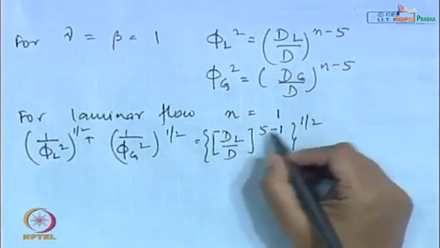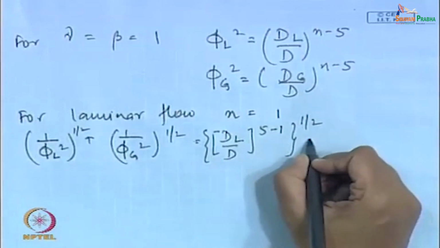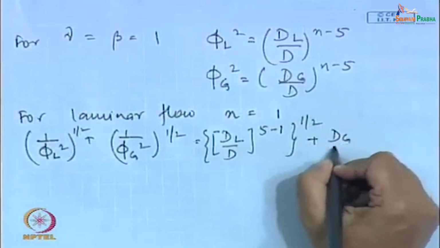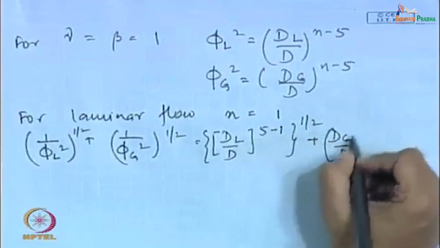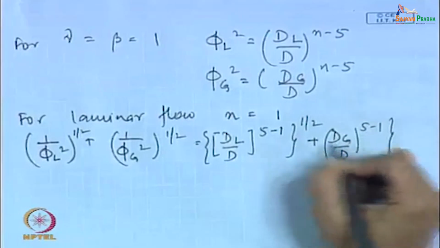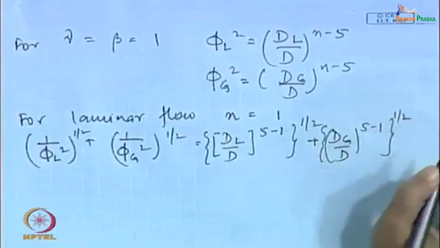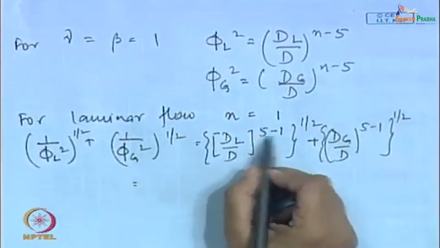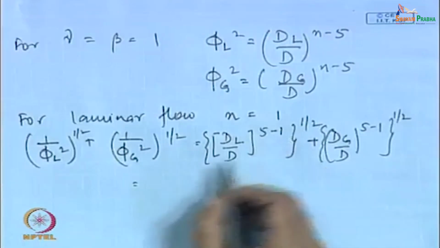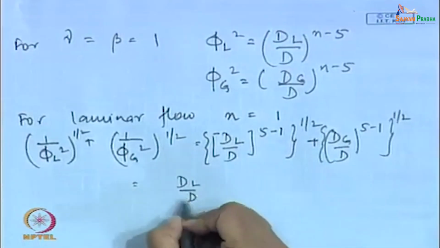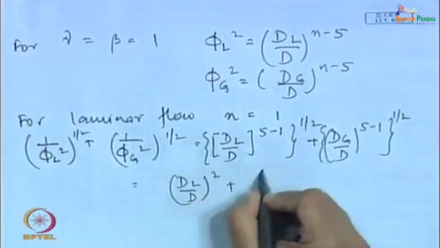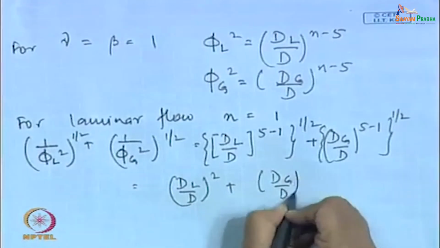It's all right, 5 minus 1, fine, plus dg by d, 5 minus 1, whole to the power half. So, therefore, this becomes 4 by 2 square, is it not? So, therefore, dl by d whole square plus dg by d whole square.